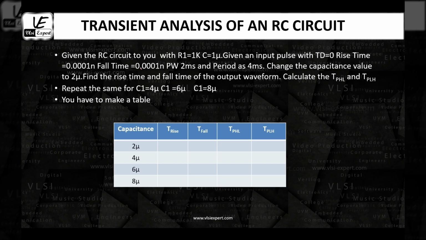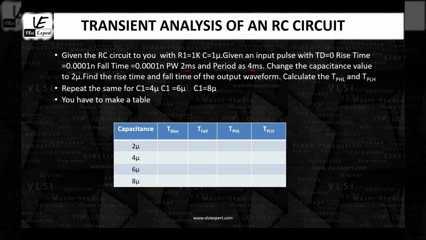fall time equal to 0.001 n, pulse width 2 millisecond, period 4 millisecond. Change the capacitance values to 2 micron, find the rise time and the fall time of my output waveform, calculate TPHL and TPLH, and repeat this for the capacitance values. You have to repeat all these calculations for 4 micron, 6 micron, and 8 micron.